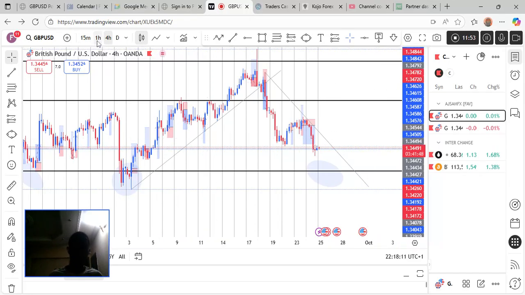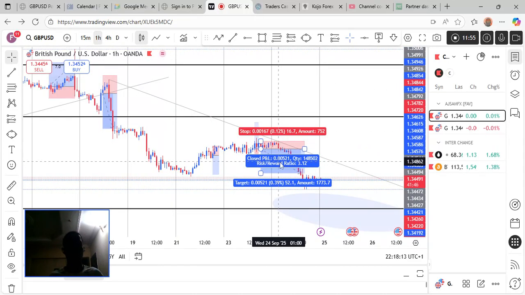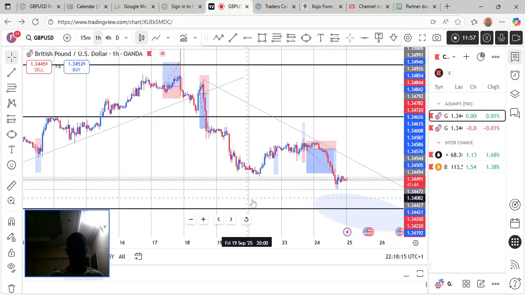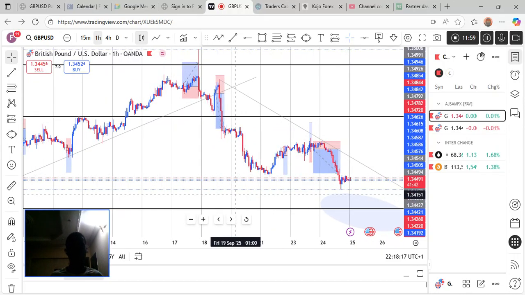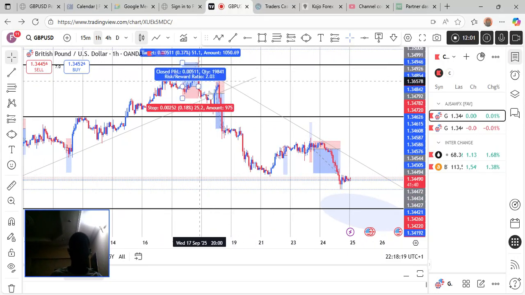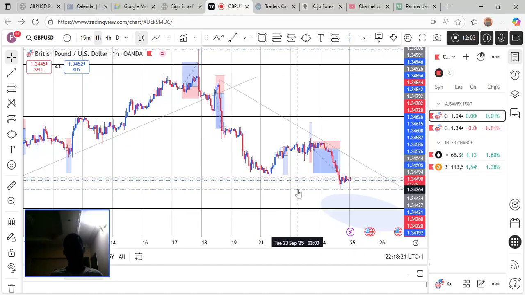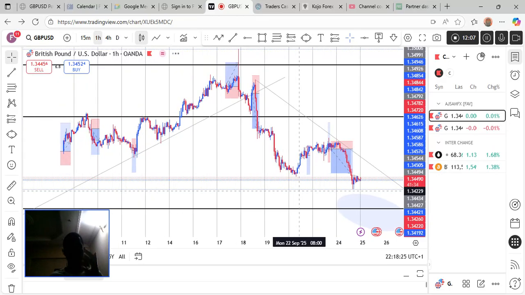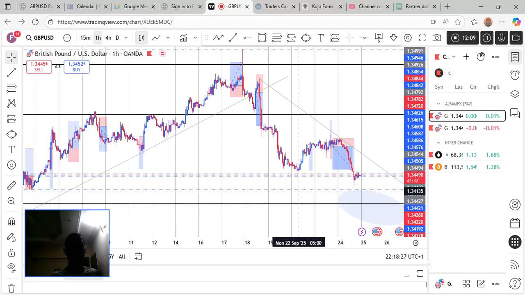So on the 1 hour time frame, I want to assure that we are on a downtrend, which is currently what we are seeing here. Market is currently on a downtrend on the 1 hour time frame. So you want to be following the current trend of the market on the 1 hour time frame. I basically use the 4 hour time frame to check the overall trend of the market, and I use the 1 hour time frame to check the current trend of the market.